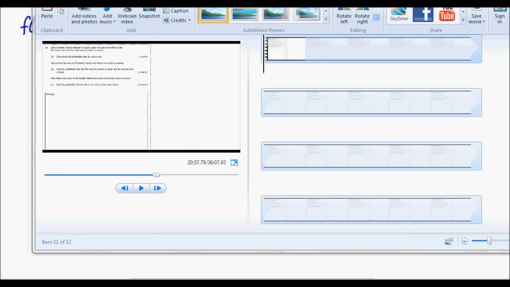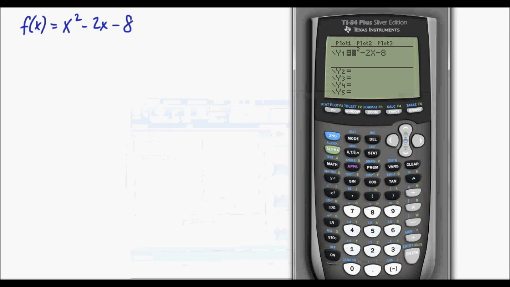Okay, so what I'm going to do here is go over some last minute skills for you. Let's say we're given a quadratic function like f of x equals x squared minus 2x minus 8. If I enter this into the y equals and press zoom 6, which is zoom standard, to graph it, you see the graph right there.